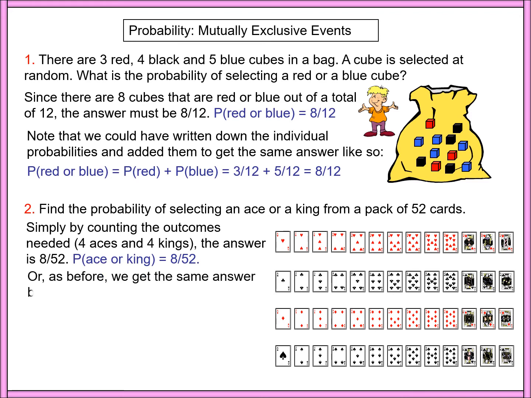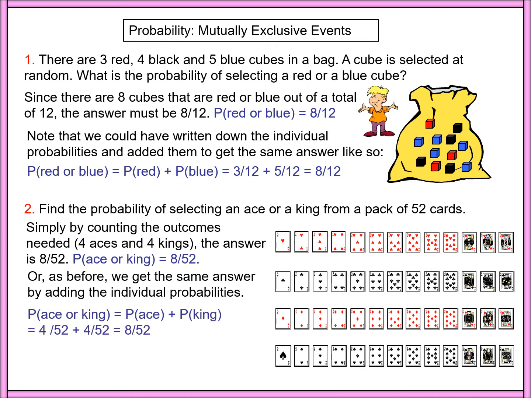Or, as before in example 1, we get the same answer by adding the individual probabilities. So the probability of an ace or king is equal to the probability of an ace, add the probability of a king, so 4 out of 52, add 4 out of 52, which is 8 out of 52.